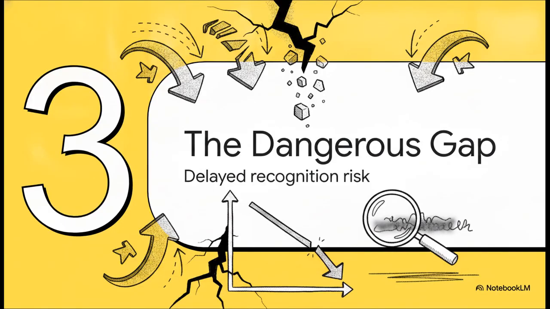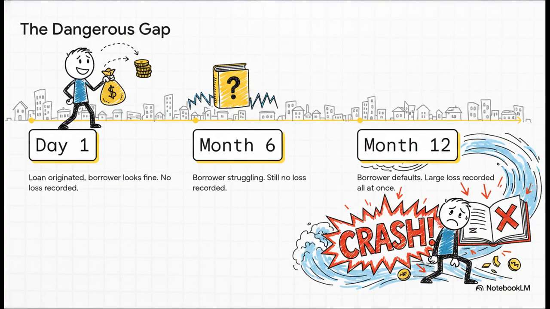Which brings us to Section 3, the dangerous gap. Let's look at how this delayed recognition actually amplified the crisis. That strict requirement from the old rules created something incredibly risky. It created this blind spot where rapidly deteriorating credit quality was entirely invisible on the books. Let's walk through this timeline to see exactly how that played out.